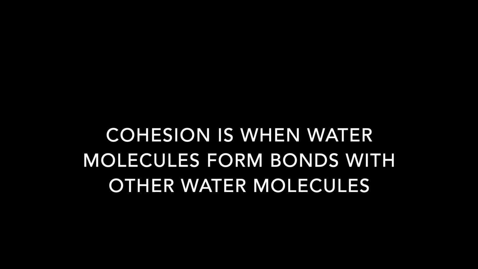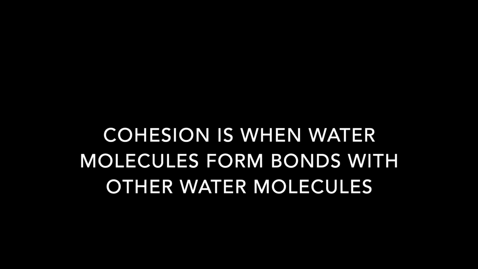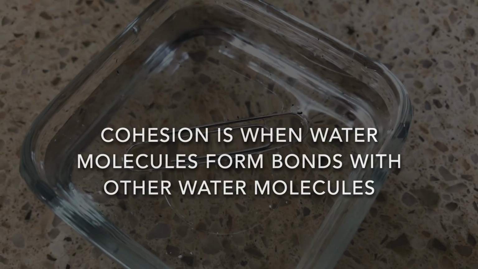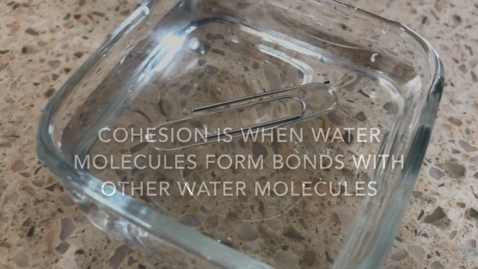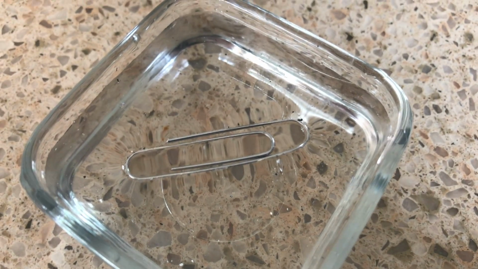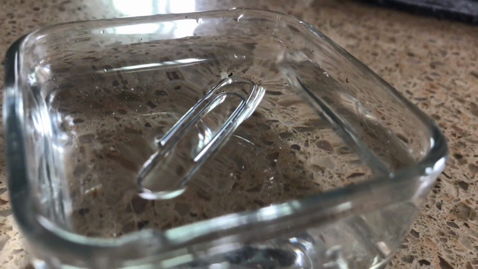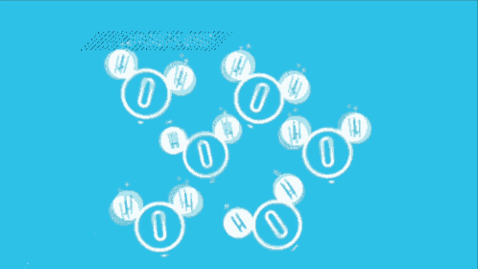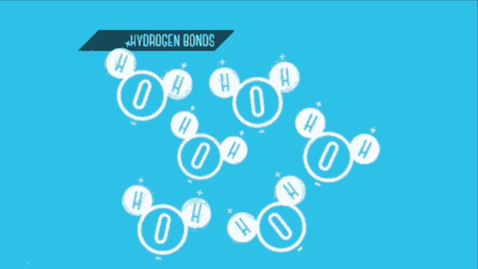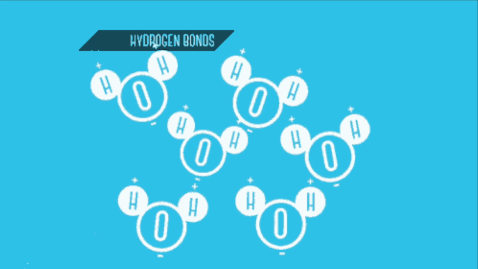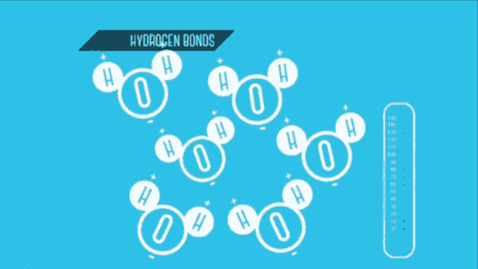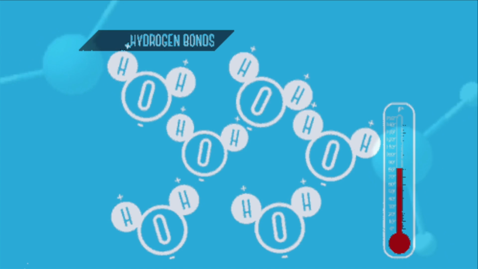Cohesion is when water molecules form bonds with other water molecules. This paper clip floating on the surface of the water inside the container is an example of cohesion. How is that possible? Although people might think the paperclip would sink because it is metal, it actually floats because of hydrogen bonding. Hydrogen bonding causes water molecules to attract each other and be sticky.